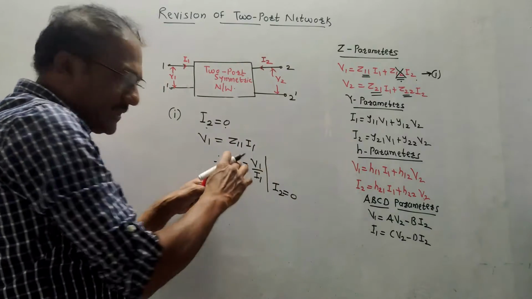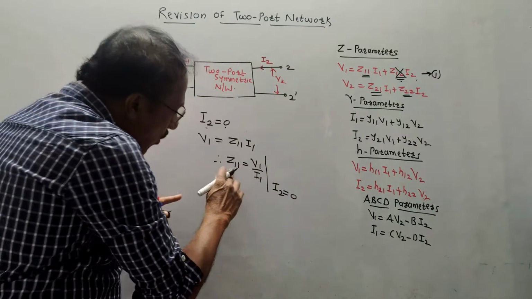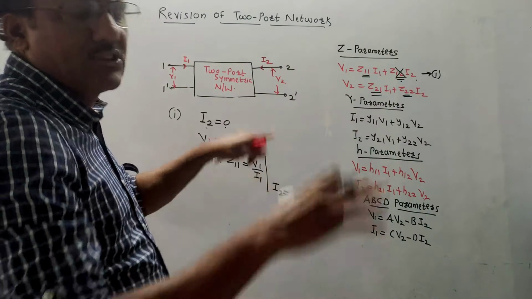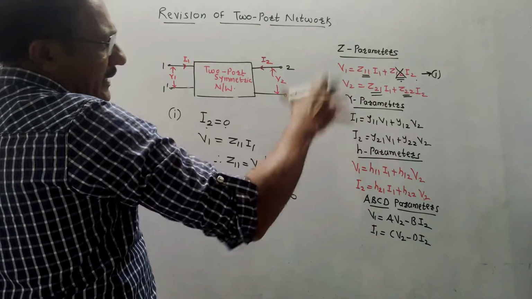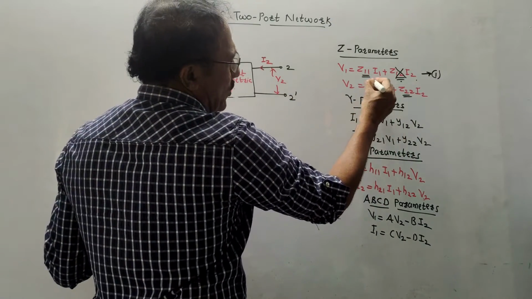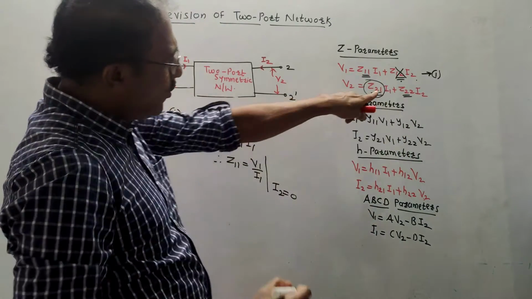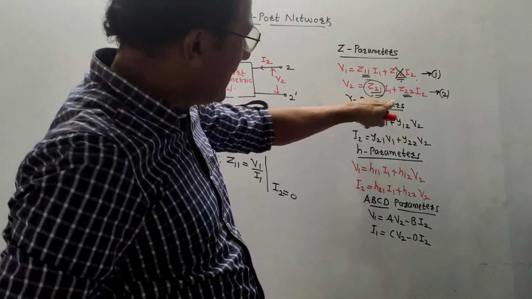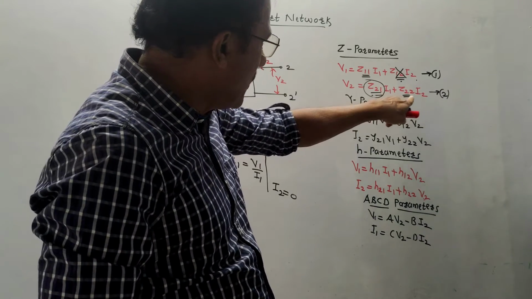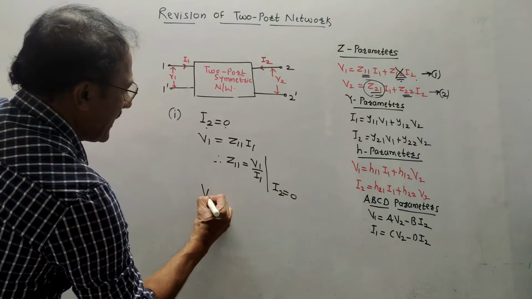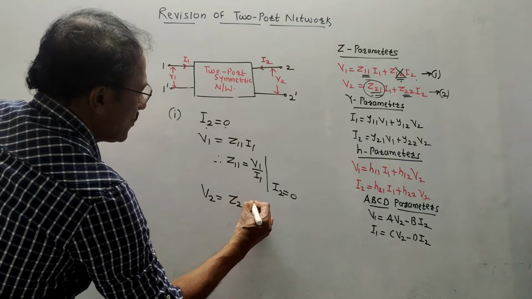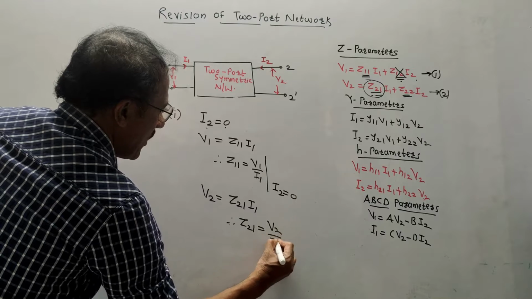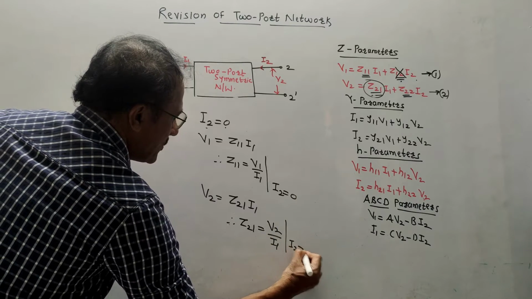How to write the name for this? Z is impedance. 1 stands for input side. So it is input impedance or driving point impedance. Let us do one more calculation. Suppose I want to calculate this parameter Z21. Z21 is in equation 2. Say this is equation number 2. Again same logic. I have to make I2 is equals to 0. So if I2 is equals to 0, remaining equation can be written as V2 is equals to Z21 I1. Therefore, Z21 is equals to V2 upon I1 when I2 is equals to 0.